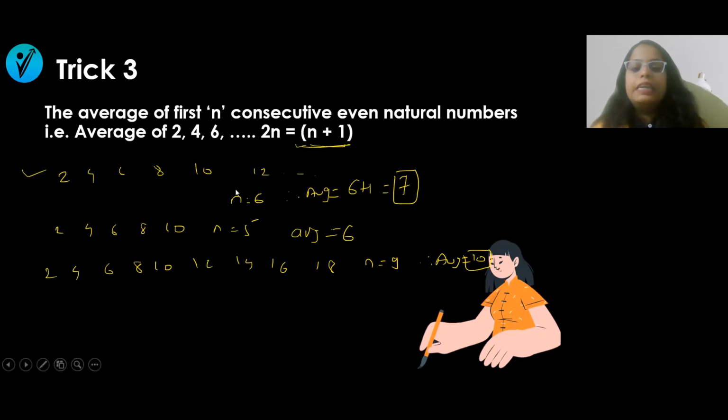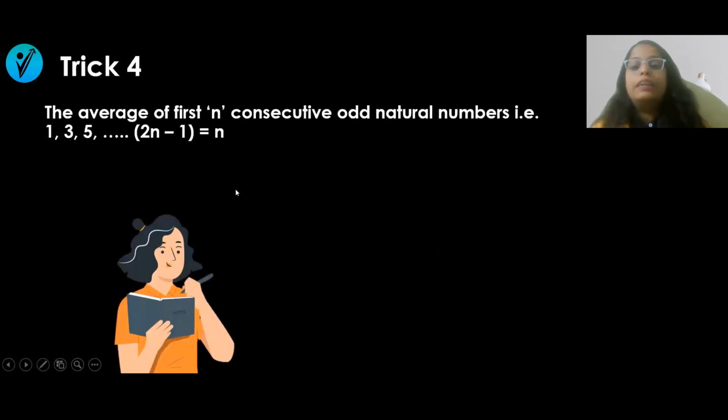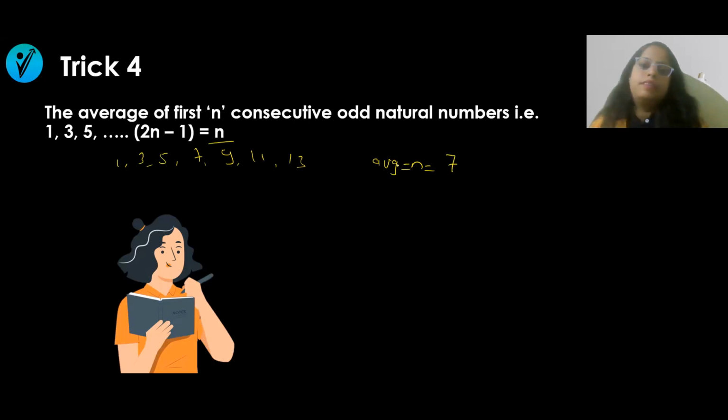That's it. Now let's see trick number 4, which is similar, but here we will find it for odd numbers instead of even numbers. So the average of the first consecutive odd natural numbers. Odd natural numbers means 1, 3, 5, 7, 9, 11, 13. Suppose I took these numbers, so what will be the average? Average is equal to n. We have taken 1, 2, 3, 4, 5, 6, 7, so average will be 7.